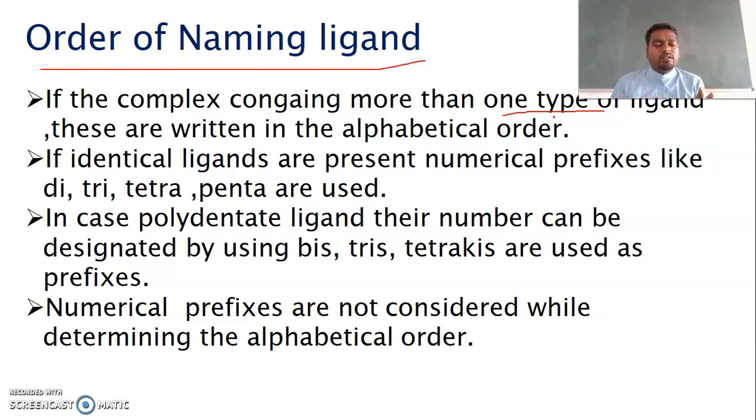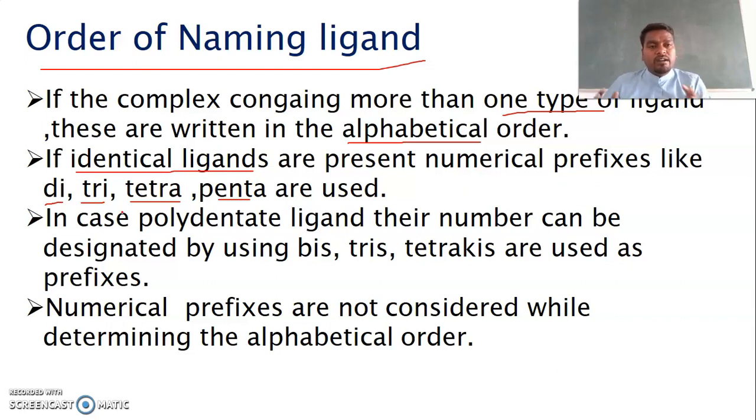For example, between amino and chloro, amino comes first. First we write amino, then chloro. If different ligands are present, we arrange them based on alphabetical order. If identical or the same type of ligand is present, we express their number using suitable prefixes like di, tri, tetra, penta, etc. For example, if 4 amine ligands are present, tetraamino. There are 6 chlorine, hexachloro, like that. So we use prefixes.